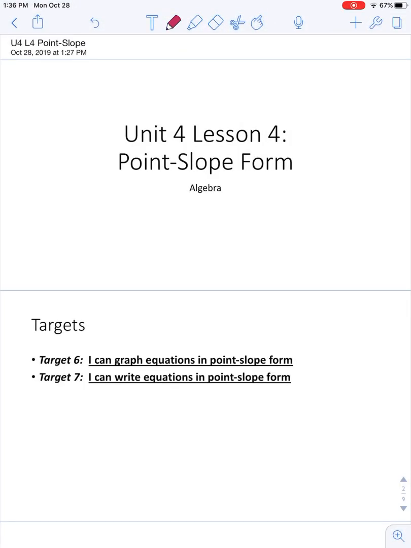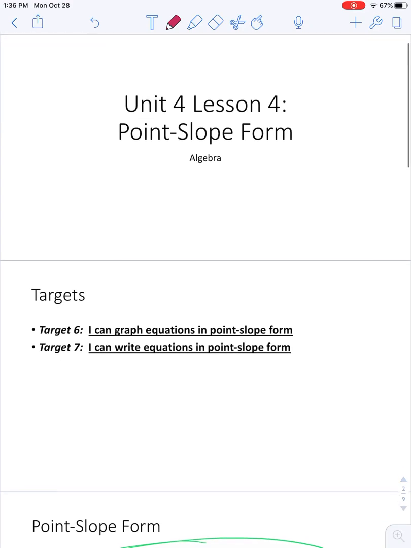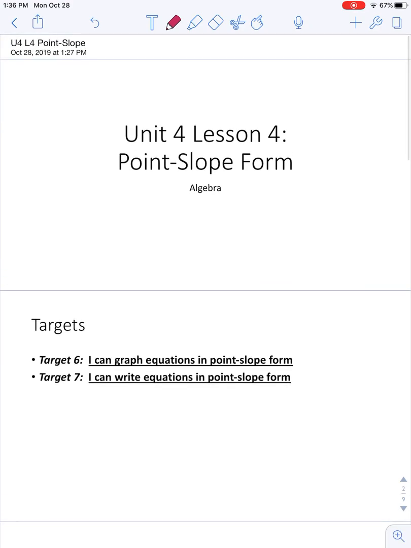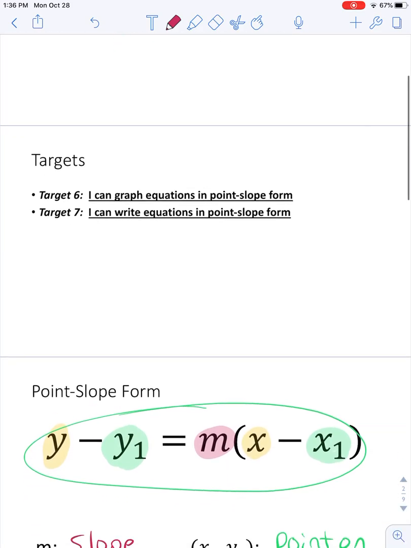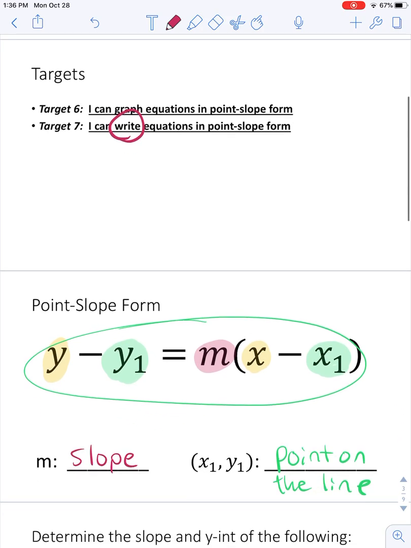This is a video lesson for Unit 4, Lesson 4, and it's on point-slope form, which is a special form of a line. Slope-intercept form is the form we were just dealing with, and it gave you the slope and the intercept. This lesson will give you the point and the slope of a line. This lesson's about graphing and writing, but writing is what we're going to focus on the most.